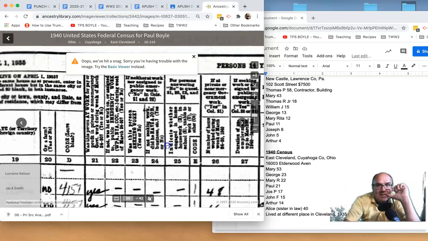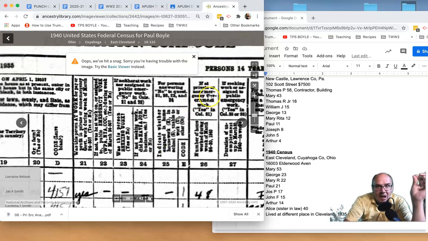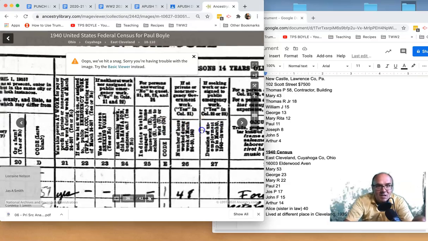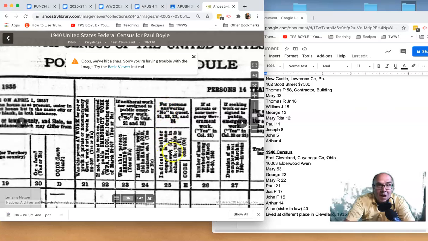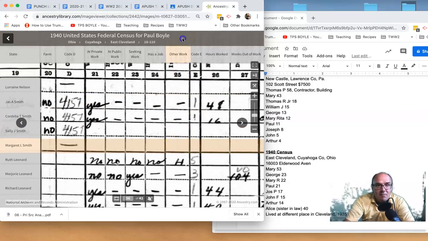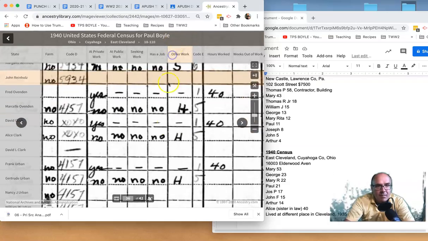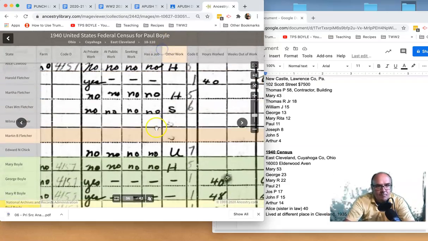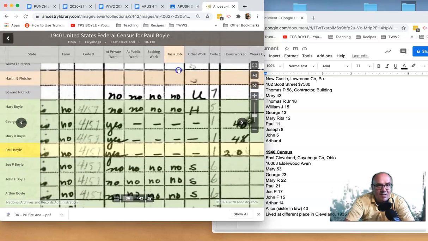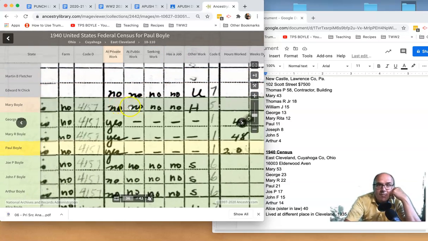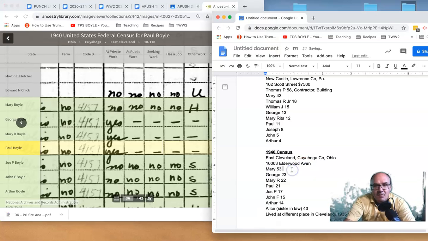The next one is going to say if at private or non-emergency government work, number of hours worked, if seeking work or assigned to other work, and so on, and then occupation. So a lot of these are to try and figure out how bad is the Depression right now in 1940. So if we scoot down to our Boyles, we're going to find that the head of the household was not at work, she was not seeking work, she was not at public work, she did not have a job, she was working in the house. The H was for housework, okay? So she kept the house.